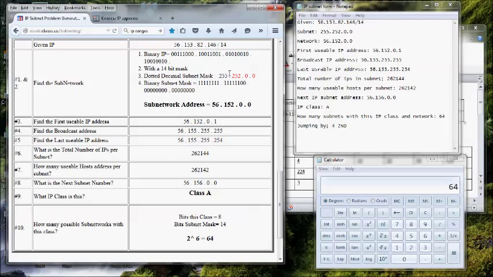Sure enough, we have the mask of 255.252.0.0, the network address 56.152.0.0, with .1 being the first usable, and then sure enough the 56.155.255.255 is the broadcast. Last usable is one off of that, 255.254. 262144 is the total number of IPs, with 2 less than that being usable. The next network is 56.156.0.0. It is a Class A. We have 64 subnets available within this IP class and network. There you go.